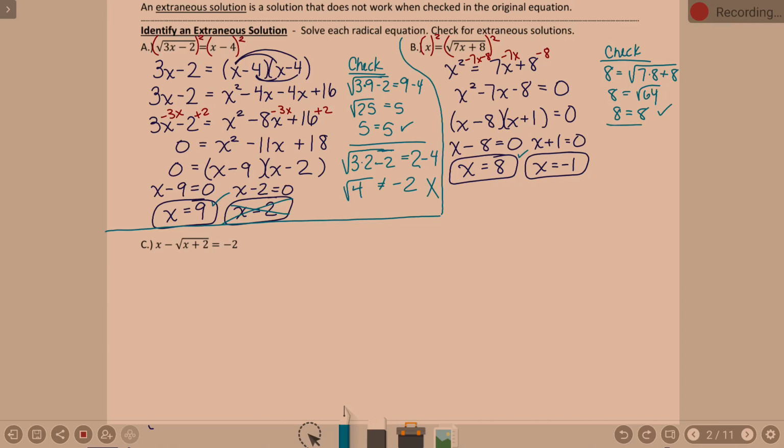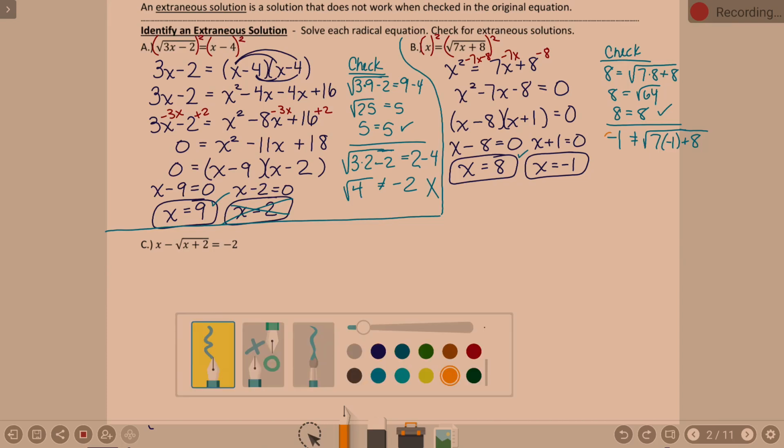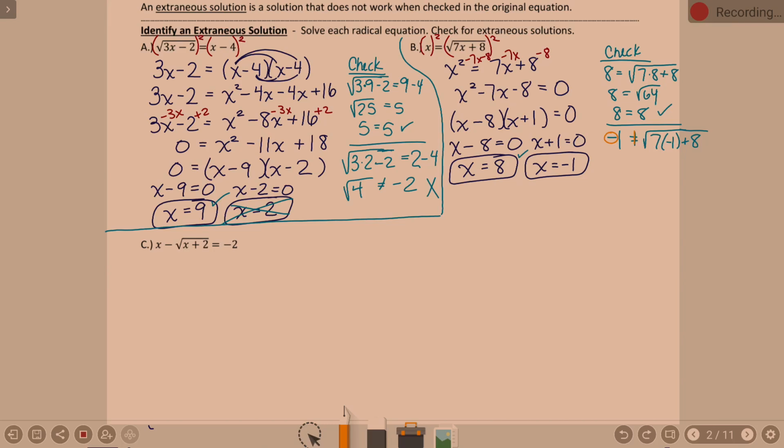Negative 1. Negative 1 equals the square root of 7 times negative 1 plus 8. I don't have to go any farther, folks. What's wrong? Negative. A square root cannot equal a negative. It doesn't matter what this comes up to be. A square root cannot equal a negative. So as soon as I see that square root equaling a negative, that's my key to just stop there. Negative 1 does not work. So that's a shortcut you can watch for.